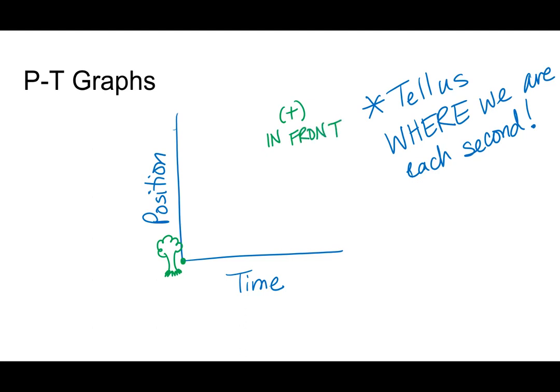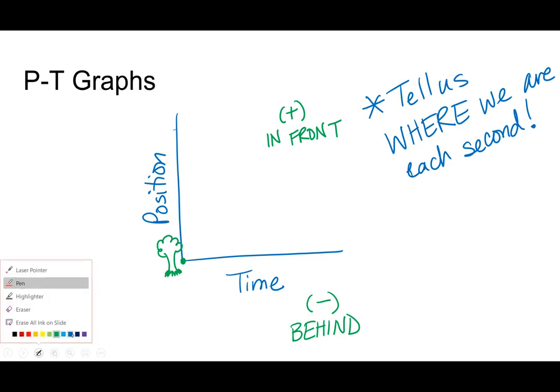So if we were to stretch out a meter tape or something from this tree outward, we would be in front of the tree if we had positive position. And if we had a negative position, which would be down here, that means we are behind the tree. And this works specifically for horizontal motion, which is this first unit. So let me go ahead and extend this down here.